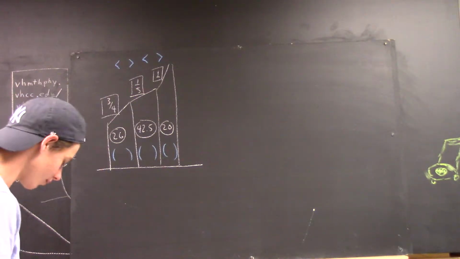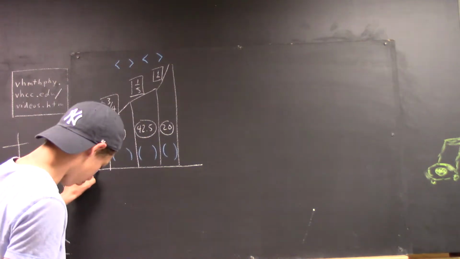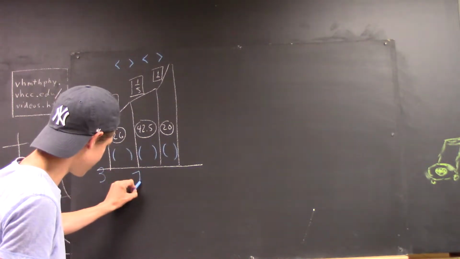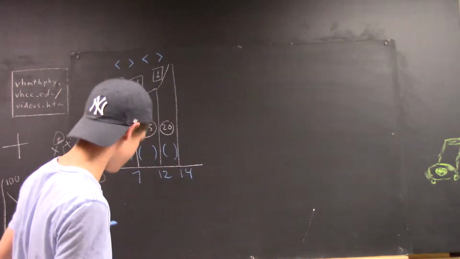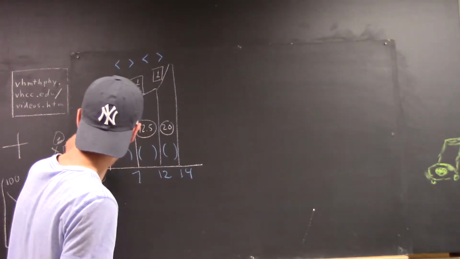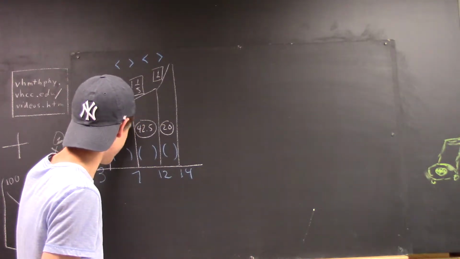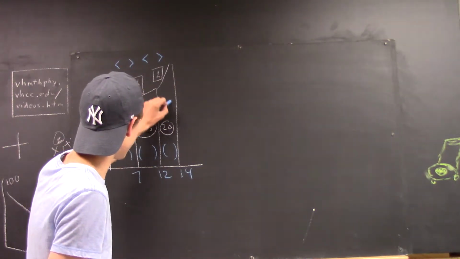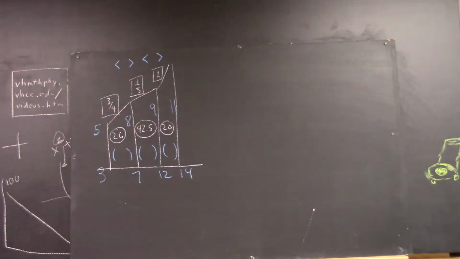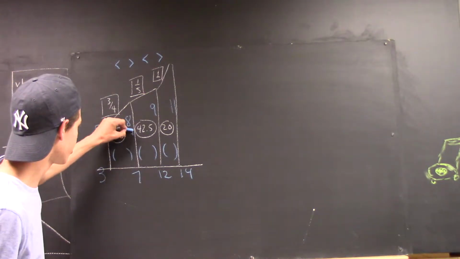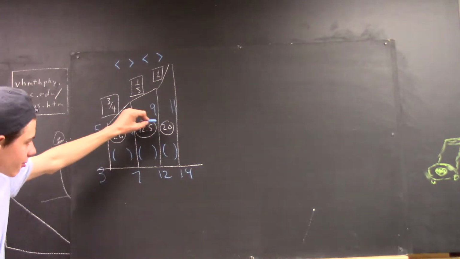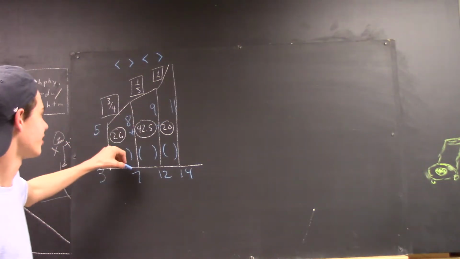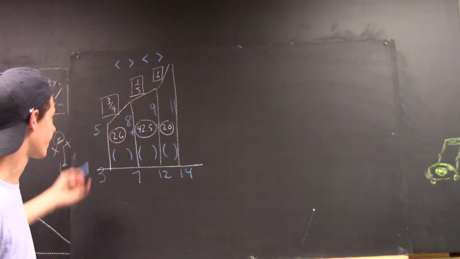Okay. Oh, there's 3, 7, 12, 14, and we have 5, 8, 9, 11. Right? So, find the area of these two. You just add them together. And find the area of these three, just add this one together. Because you're just combining the areas.